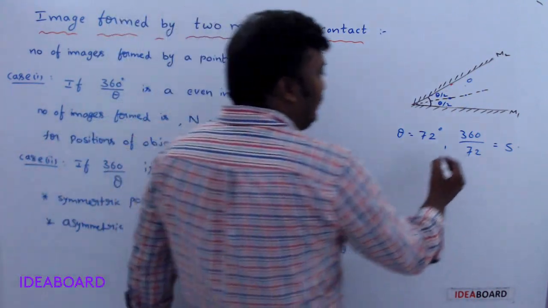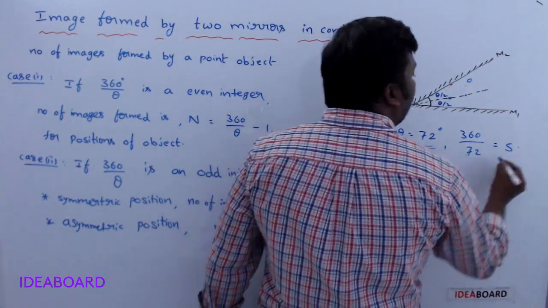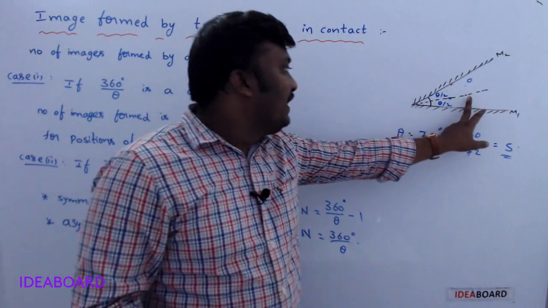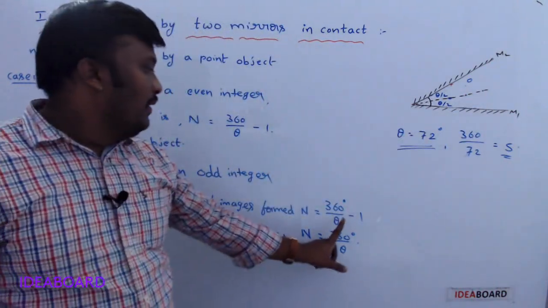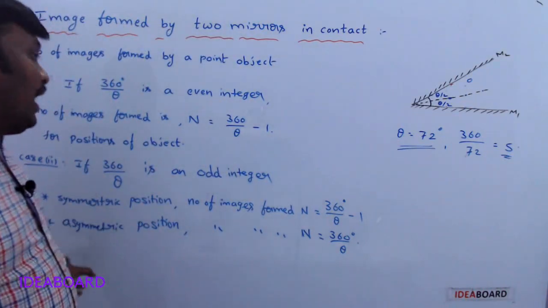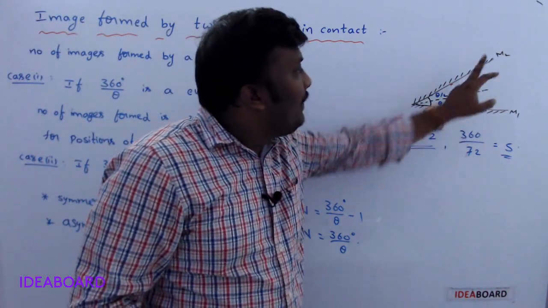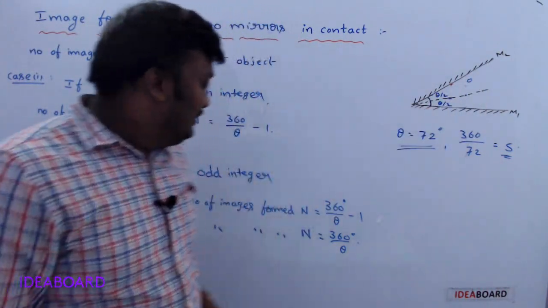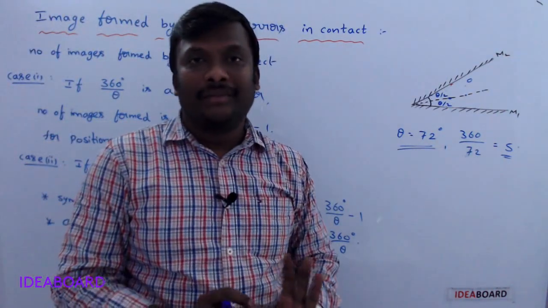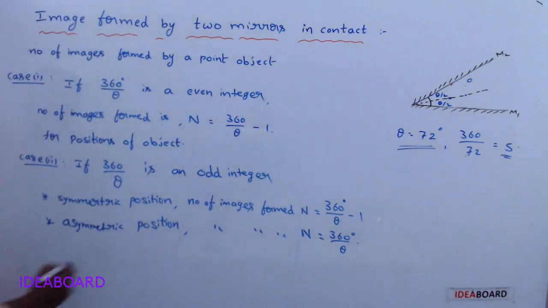Understand? Now say theta is 72 degrees. We got 5. If the object is on the bisector line, 5 minus 1, 4 images are formed. If the object is not on the bisector line anywhere, then the value of n is just 5. Do you understand? Now see case 3.